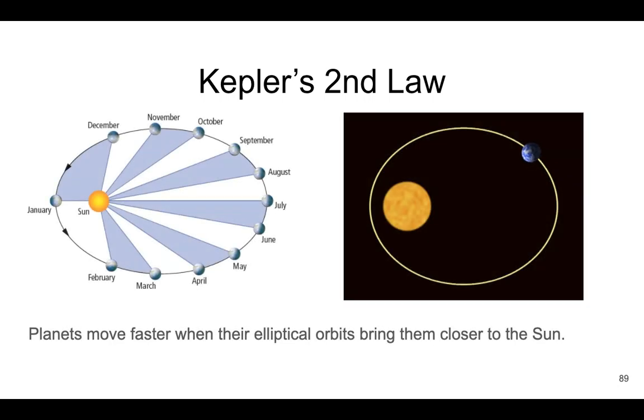What is the second law? Kepler's second law is called the law of equal areas. Basically, it's this idea, watch the GIF, that the planet will move slowly when it's far from the sun, and as it gets closer to the sun, it will move faster. Whee!